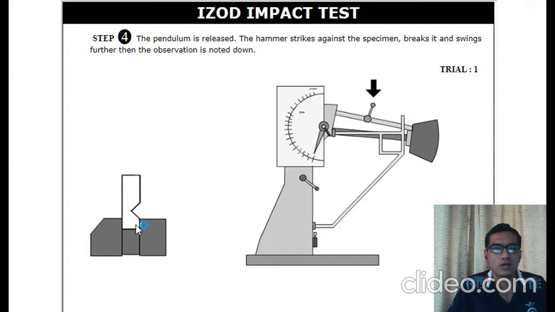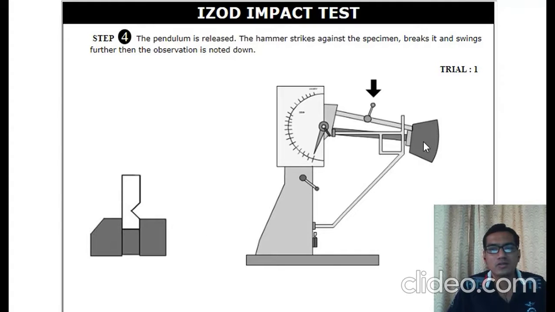Here you can observe the specimen arrangement on the anvil. You can also observe the specimen is fixed on the anvil. This type of arrangement is a cantilever beam type of arrangement. One end is free and another end is fixed. This type of arrangement is called a cantilever beam type of arrangement.